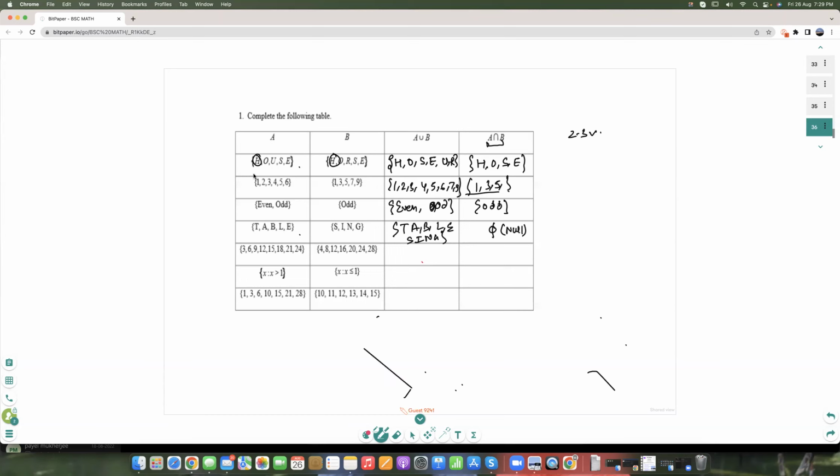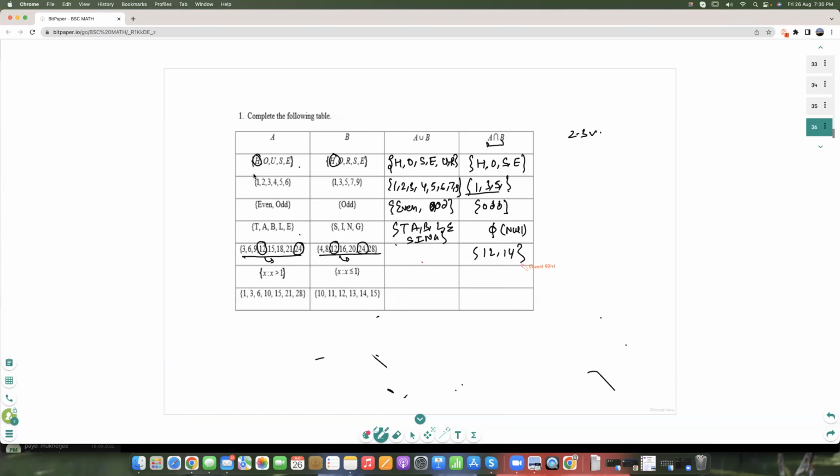Okay. What about this? If you see this, the next one, these are the multiples of 3 and these are the multiples of 4. So what is common there? I think first of all 12 should be common, right? So 12 and 24. And 16 is not there, 24 only. So the intersection is 12 and 24.